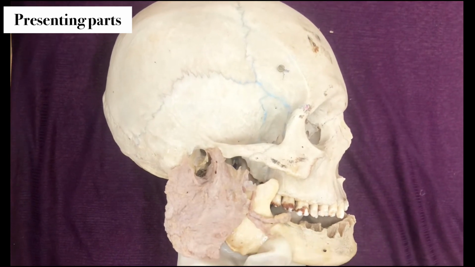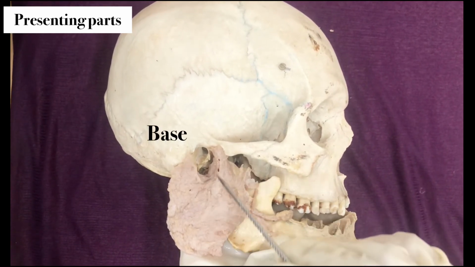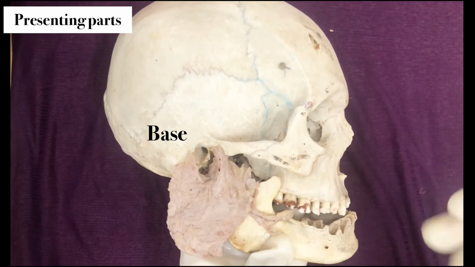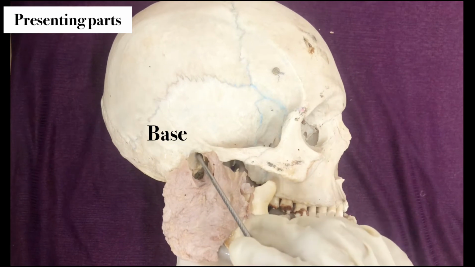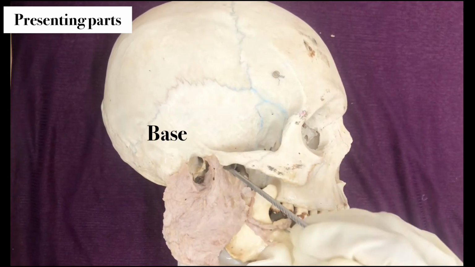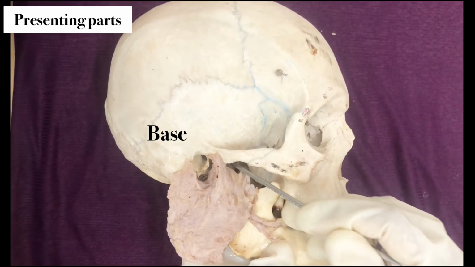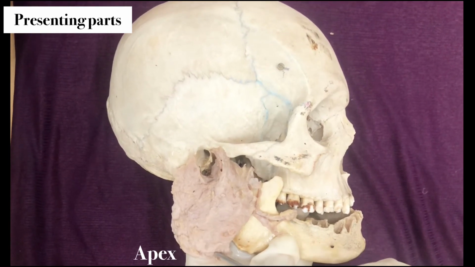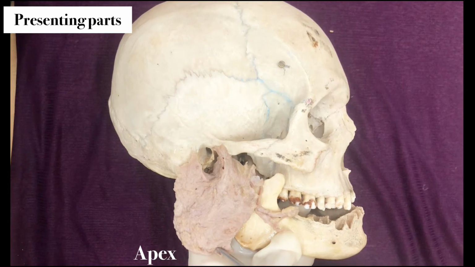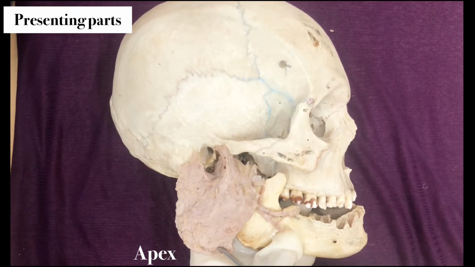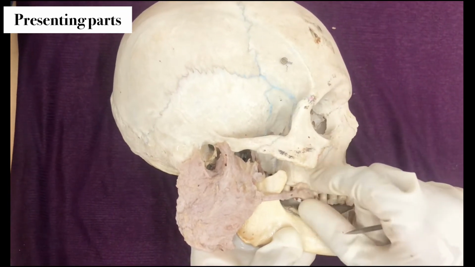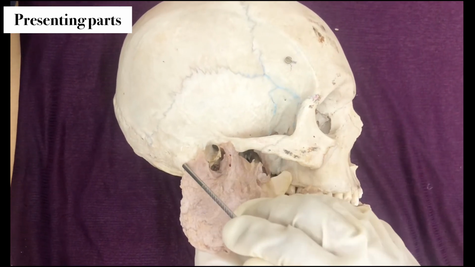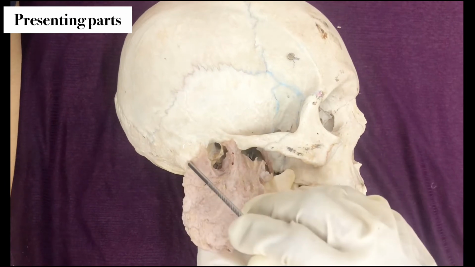So if you see here, this becomes the base, which is concave. It is directed upwards and it is in relation with the external acoustic meatus and the posterior part of the temporomandibular joint. This is the apex, which is directed downwards. It overlaps the posterior belly of the digastric and appears in the carotid triangle. This is parotid duct. So this will become the anterior border. The opposite, this is the posterior border.